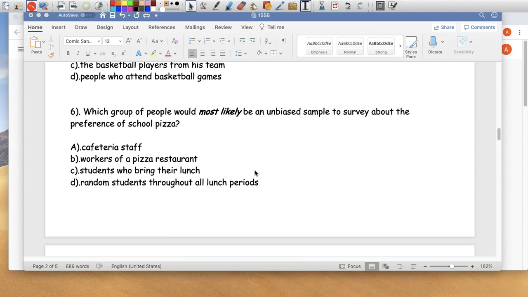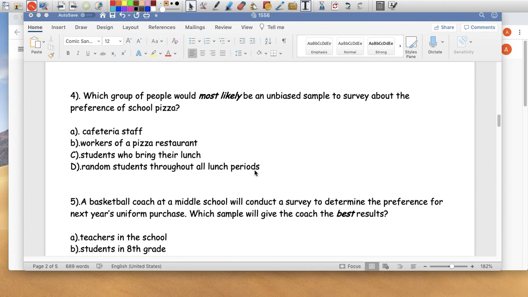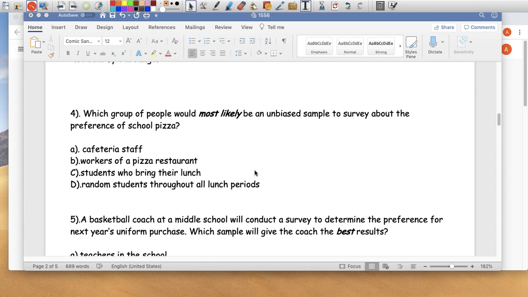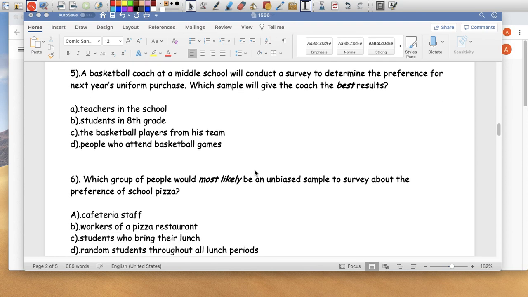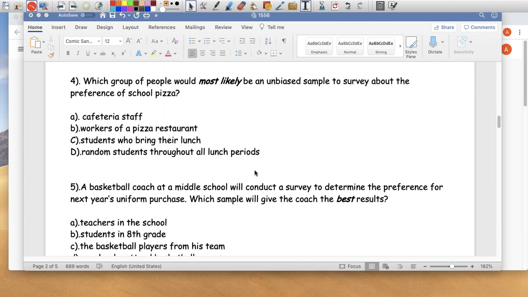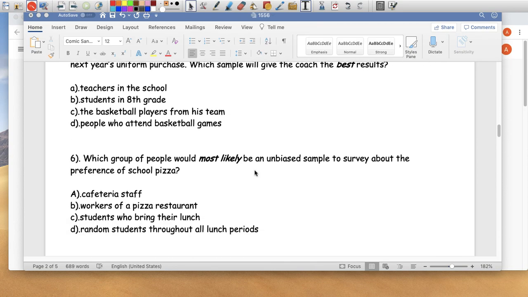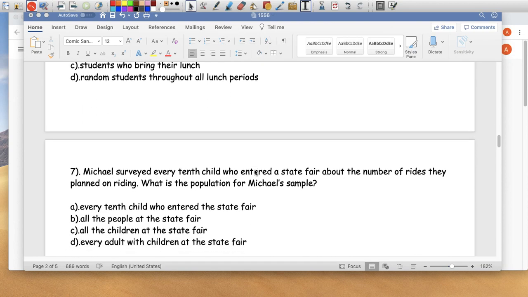Number 6, most likely be unbiased about, okay, we just did that. Why is 5 and 6 the same? Oh, most likely be unbiased. Okay, no, it's the same question. I don't know why we did it again, sorry.